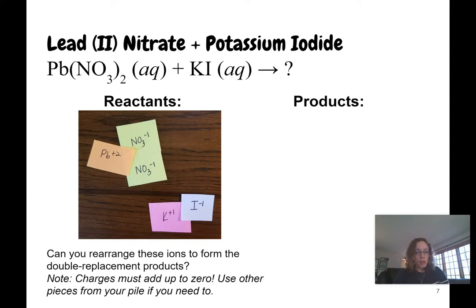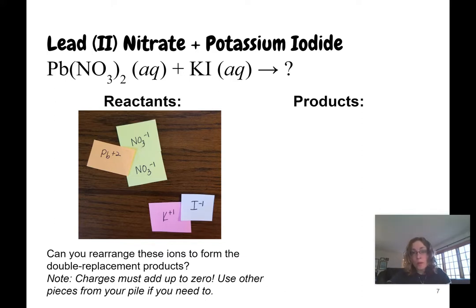So I'd like you to actually play around with these a little bit and see if you can rearrange your little pieces of paper to form the products. Remember that the positive and negative ions need to switch partners. And remember that the charges need to add up to 0. So you might need to use other pieces of paper. I have some extras of these. You might need some extras right now. So take a moment to play around with it and pause the video right now. And then once you think you figured it out, you can come back and start the video again.